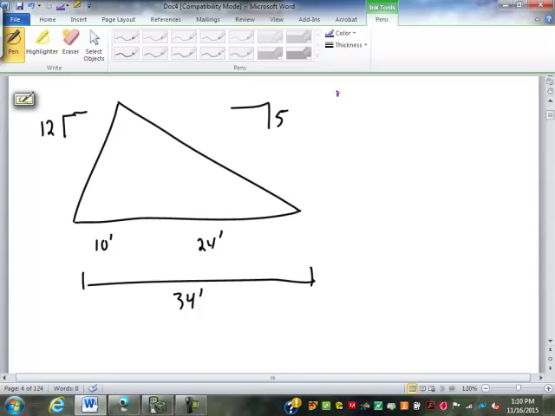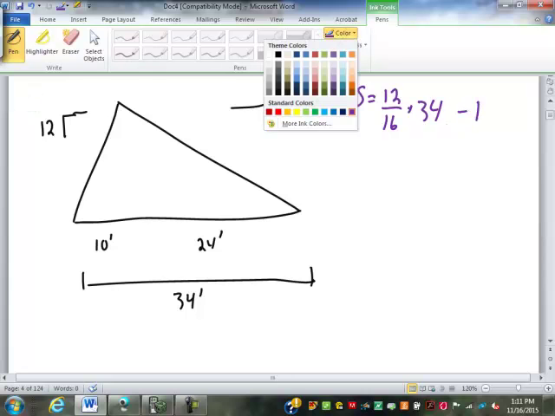So first, number of studs, 16 inch spaces. What are we going to do? 12 over 16 times 34. We'll just do the overall span all at once. Times 34 minus 1. What's that going to give us?